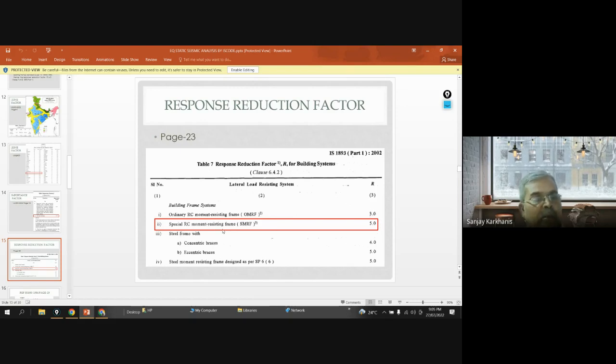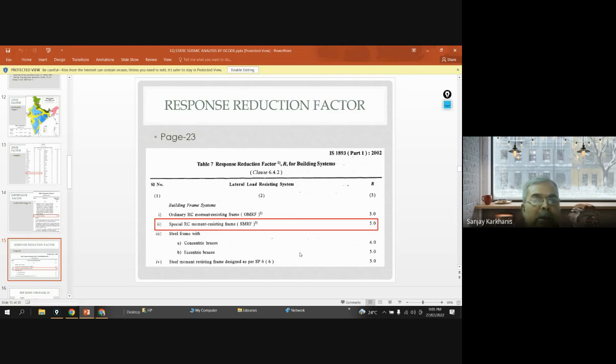If you are having a special RC moment resisting frame, that means the frame is detailed as a rigid connection and detailed with ductile detailing, that is, whatever ductile detailing requirements are given in 13920. If you are having the frame detailed like that, then you can go for R equal to 5. Then in steel frames, concentric braces and eccentric braces, you can go for this.